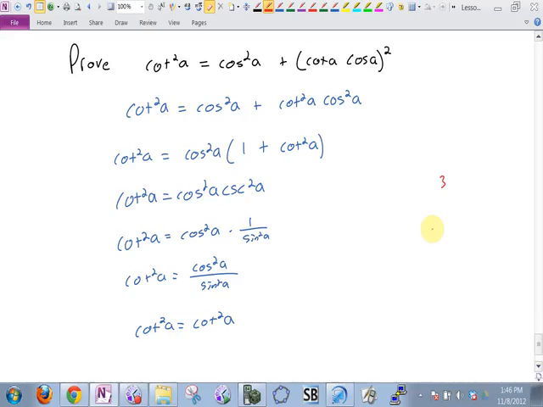Number 8. Do you know your reciprocal identity? Do you know your quotient identity? What's your trig identities cheat sheet?